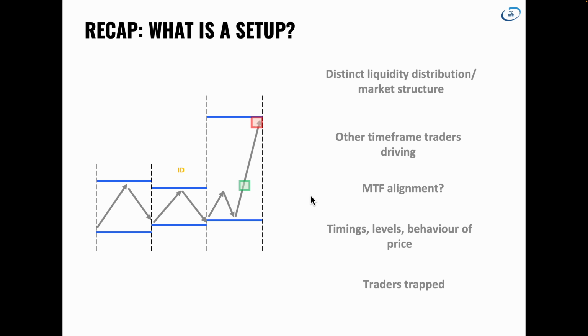And if we have this setup, then there are a couple of other things that are necessary to make it a strong setup. As we discussed in the last episodes, we want to have other time frame traders driving. They need to be triggered into the market. We want to have a multi-time frame alignment so that the trend and the bias are pointing in the same direction across all time frames, preferably. Then we look at timings, time rotation, levels, behavior of price at the level at the right time. And then, as also discussed in the last nugget, we need to have traders trapped. So either we have a strong push by other time frame traders driving in a specific time frame, or we have traders trapped and they get punished. So these are the things we will look at.